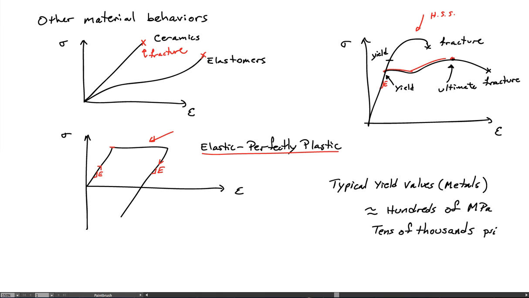Just a bit about numbers. Typical yield values for metals tend to be on the order of hundreds of megapascals, or in the US customary system, tens of thousands of psi are common values. Things like 40 KSI, 80 KSI are common values for yield of steels. And often one of the main questions in analysis of deformable mechanics is the question of, well, has the system yielded or not with respect to the loads that are being applied to it?